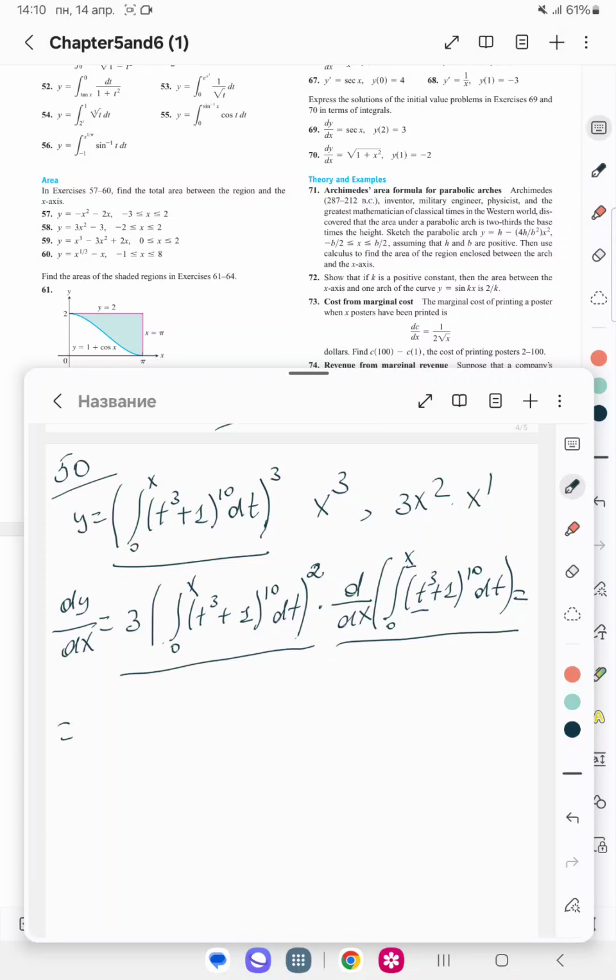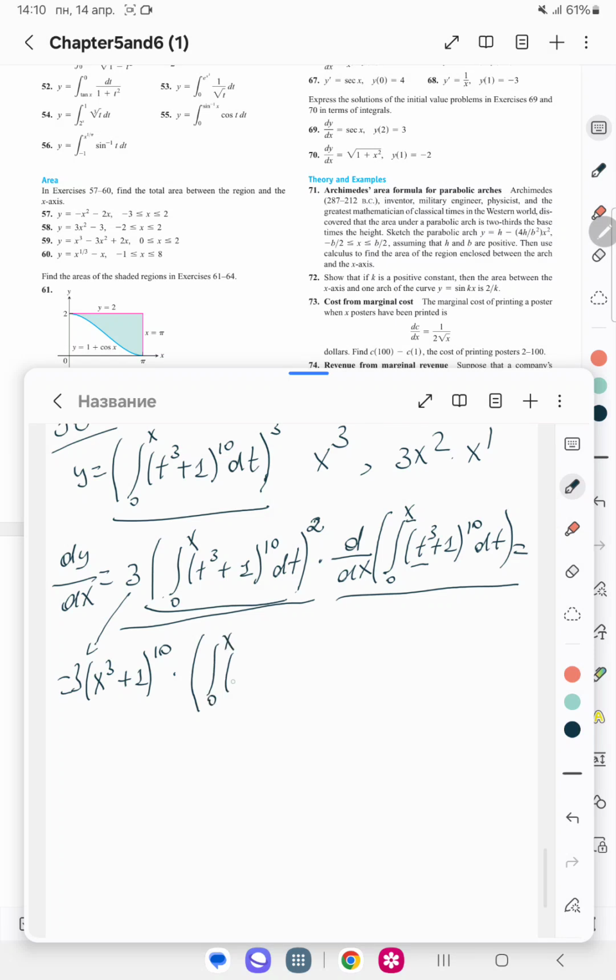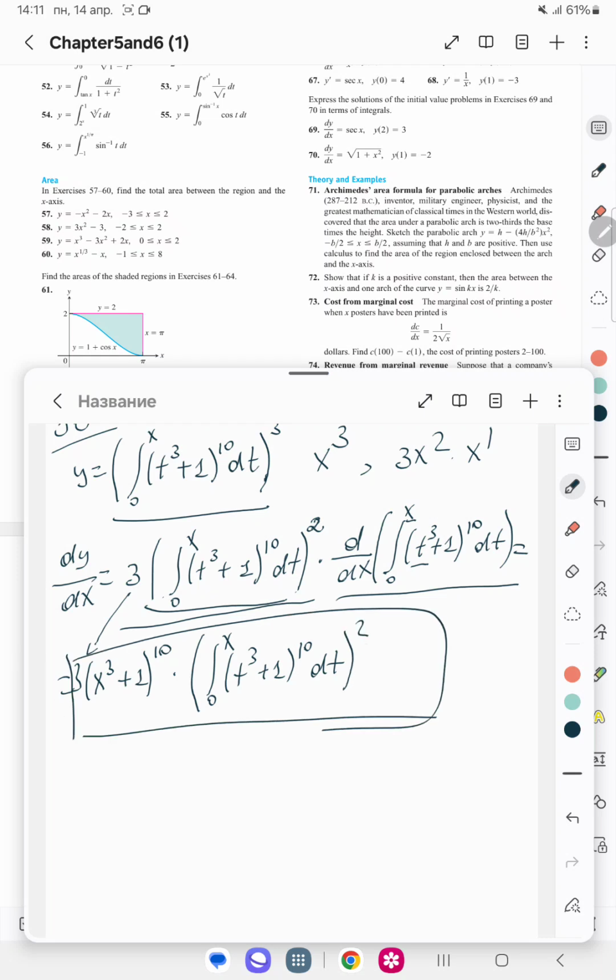Okay, now I will just put, instead of t, x cubed plus 1 to the power of 10. I just put x there, nothing else. And then the derivative of x is just 1, so I don't need to write it. So we have here 3, I will just put it here, and then this function, the integral from 0 to x of t cubed plus 1 to the power of 10 dt, squared. And this is our answer.